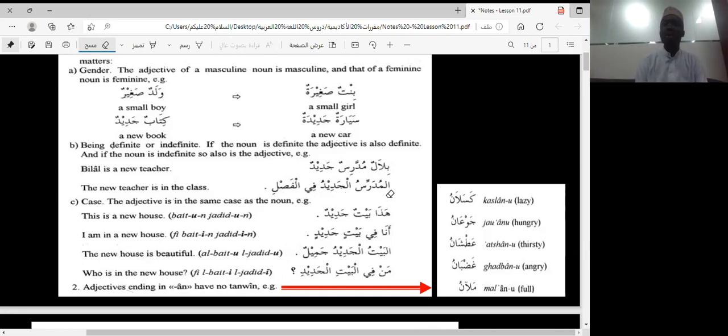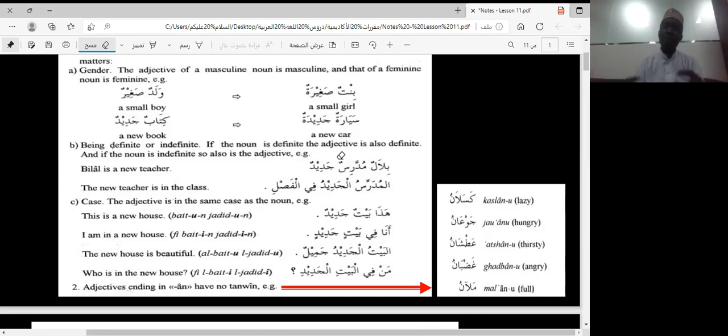Now the second example given here is al-mudarrisu al-jadidu, the new teacher. You should notice that I didn't translate it as the teacher is new. When you want to say the teacher is new, you have expressed what we call mubtada and khabar. That would be al-mudarrisu jadidun, the teacher is new. But when you are talking about noun and adjective, you say al-mudarrisu al-jadidu, the new teacher.